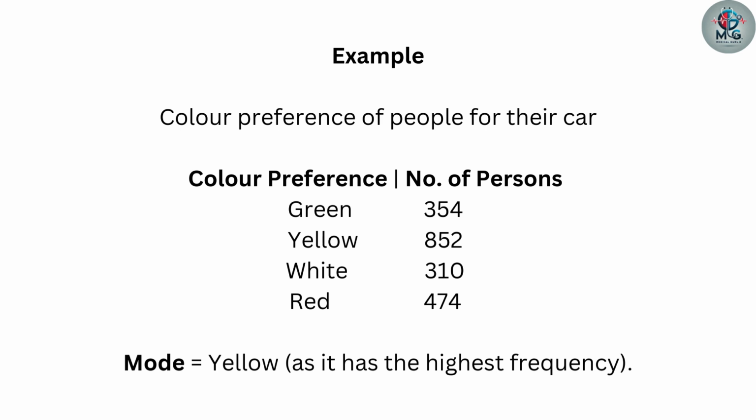Example. Color preference of people for their car. Color preference, number of persons. Green, 354. Yellow, 852. White, 310. Red, 474. Mode equals yellow.